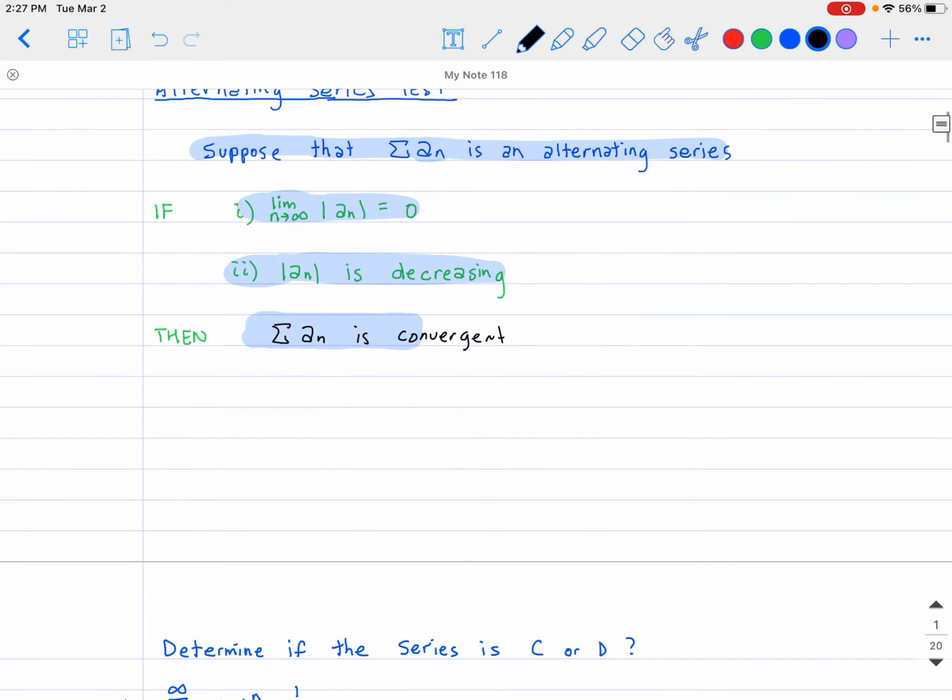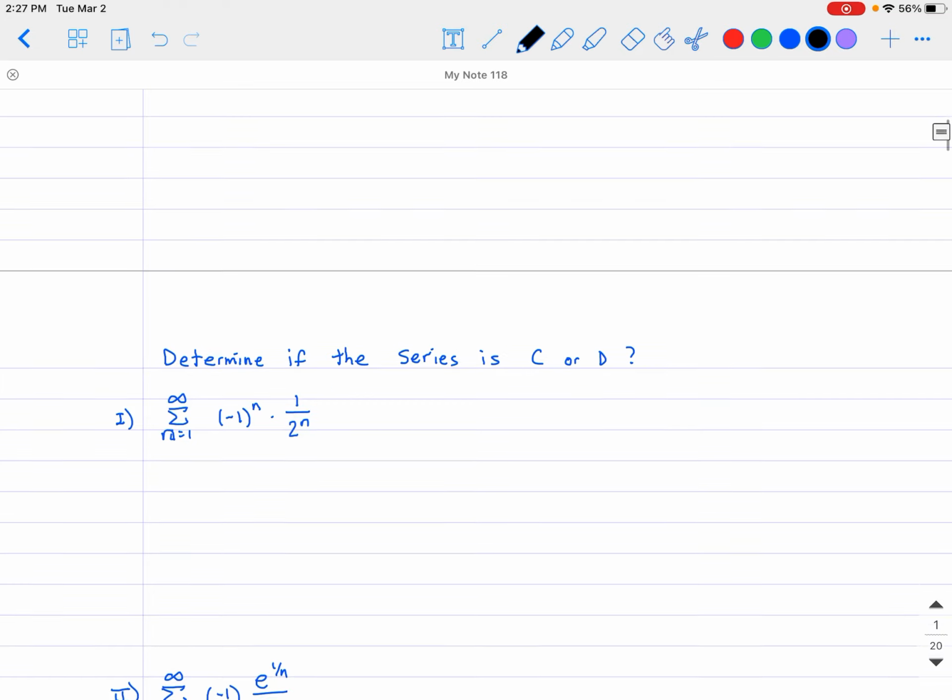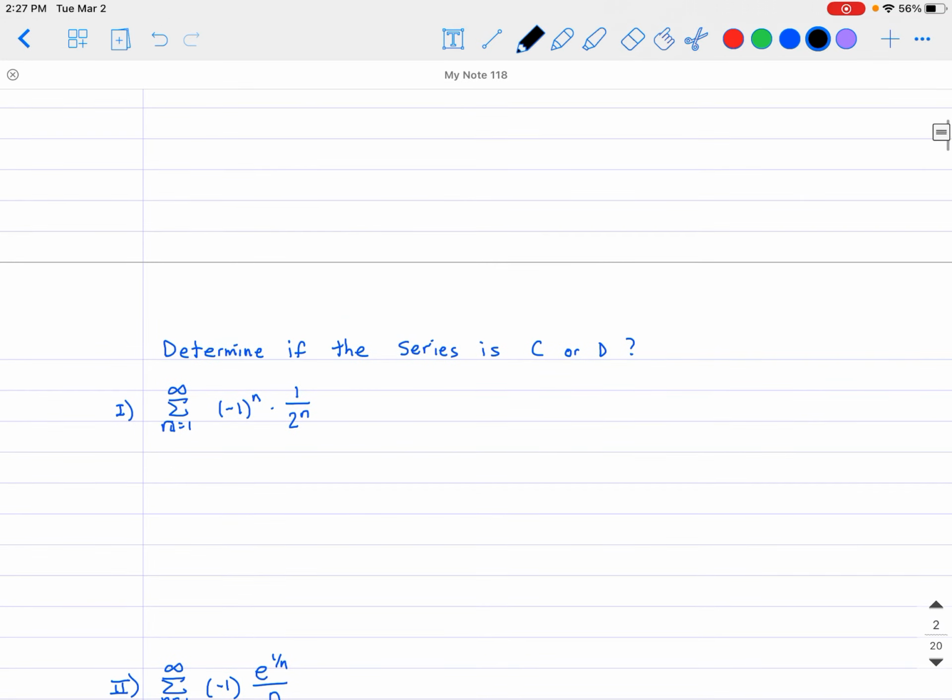Okay, so let's go ahead and try to use this alternating series test for some of these problems underneath right here. So determine if the series is going to be convergent or divergent. One indication that you are going to be using an alternating series test is that you have a negative number raised to some exponent. So that tells you that you have an alternation. If you want, you can go ahead and write it out just to satisfy your curiosity.